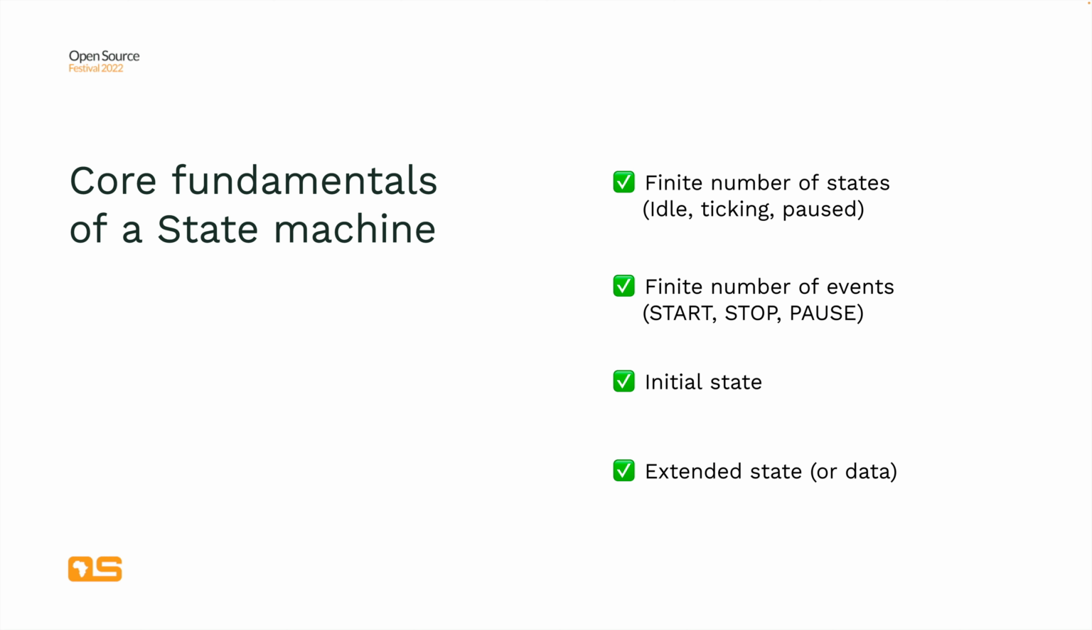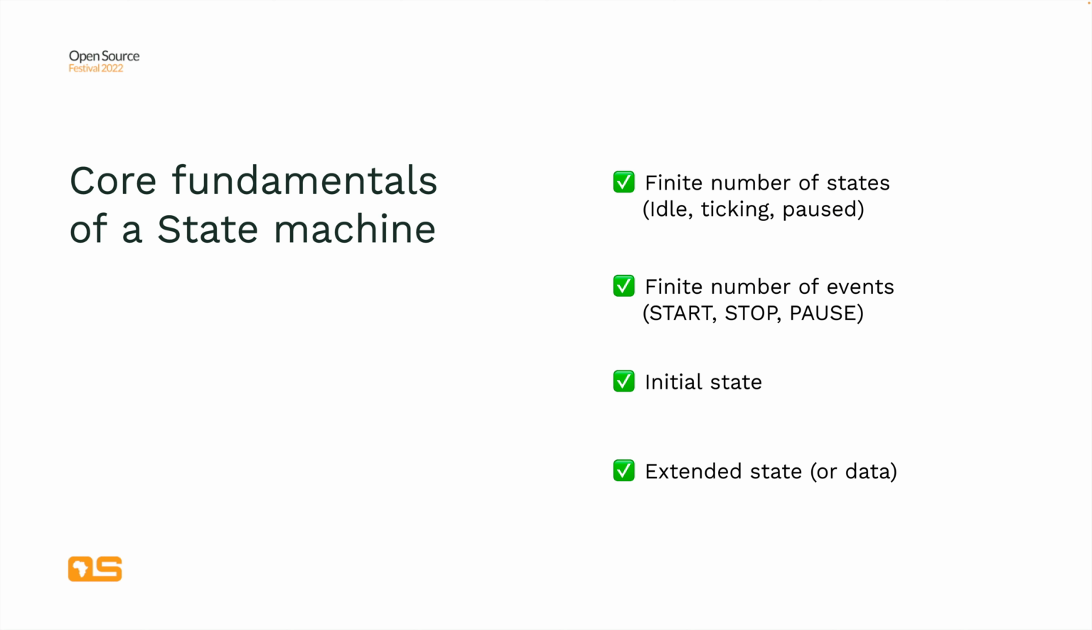The next thing you need to take care of is there must be a finite number of events or transitions. So basically, what this means is you can send a start event to the machine and it's going to respond to that. You can send a stop event to the machine, it's going to respond to that. Or you can send a pause event to the machine. So all of these events, you tend to create them ahead of time for every single state, depending on what you need or the requirements for your application.